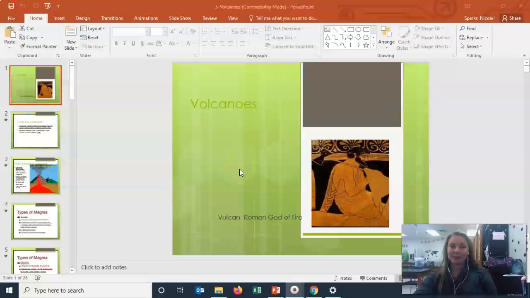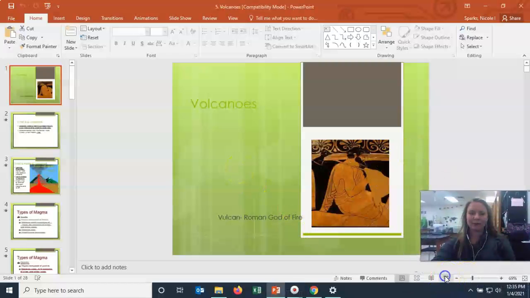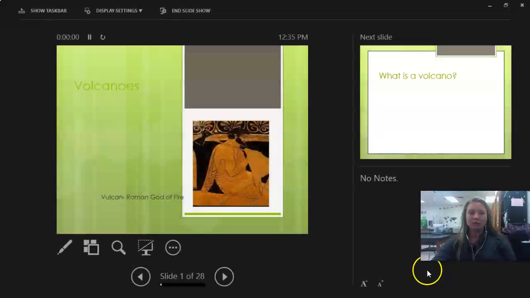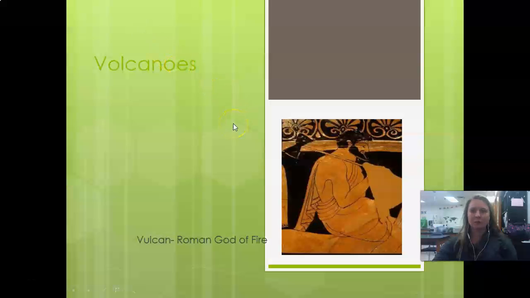This is Miss Sparks, and today we are going to talk about volcanoes that are a part of our subduction area, which is found in our convergent boundary. And so we're going to go through and talk about some of the significance of them, the different types of volcanoes, the different types of eruptions due to what types of rock and sediment might be there.